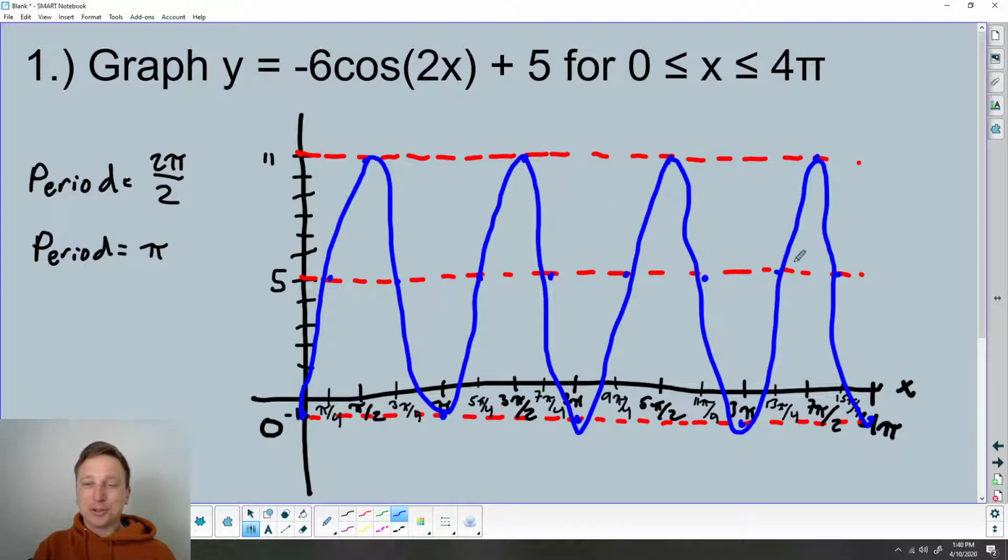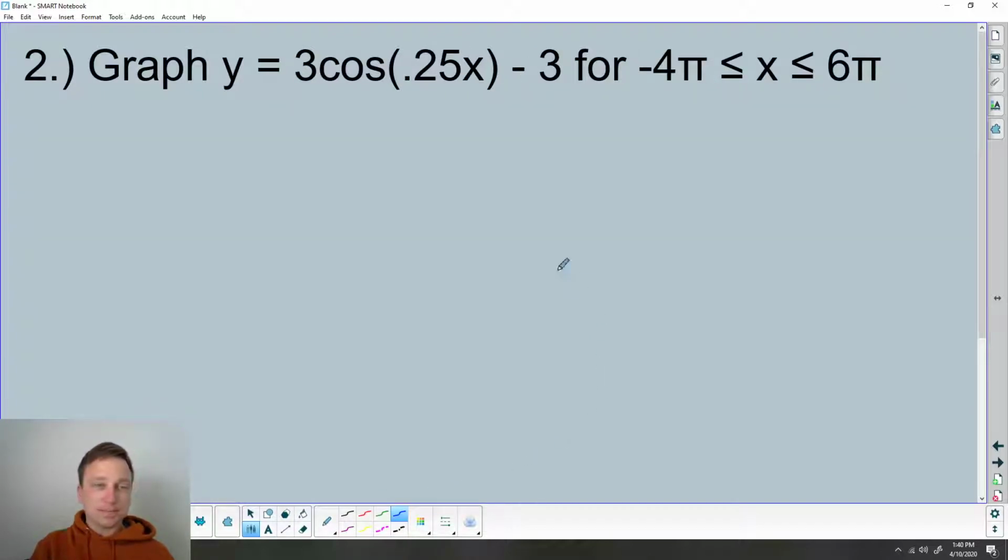1, 2, 3, 4 full revolutions around the unit circle, as our period is pi and we're going to 4 pi. Let's get into the second question, from negative 4 pi to 6 pi. Actually, I'm going to stop this video here and create another one just so we can cut this up into smaller portions.